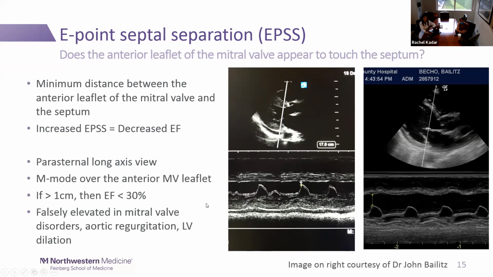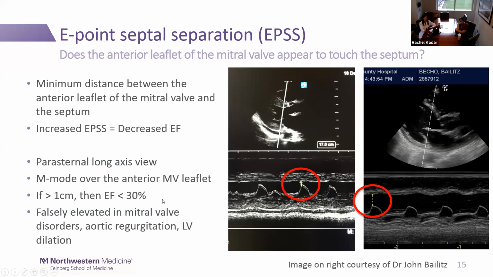We put M mode over the anterior leaflet of the mitral valve, and we can measure that distance. So here you can see we've measured the distance in both of these. Again, just visually, I can see that this is a very small distance. So this is a normal ejection fraction. This is a very large distance, so it's not likely to be a normal ejection fraction. If we want to know, those numbers are 0.54 centimeters for here and about 2.5 centimeters in this one.